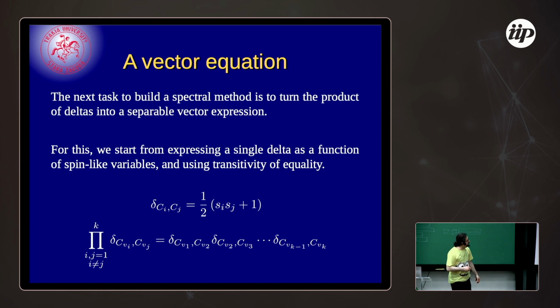Which means here we don't need to have all these products, but we can just make a chain of products. If we have from 1 to k, we can do 1 with 2, 2 with 3, 3 with 4, and all the way to k. Because if they are all true, then also all the other combinations will be true due to transitivity. So we start thinking now in these terms.